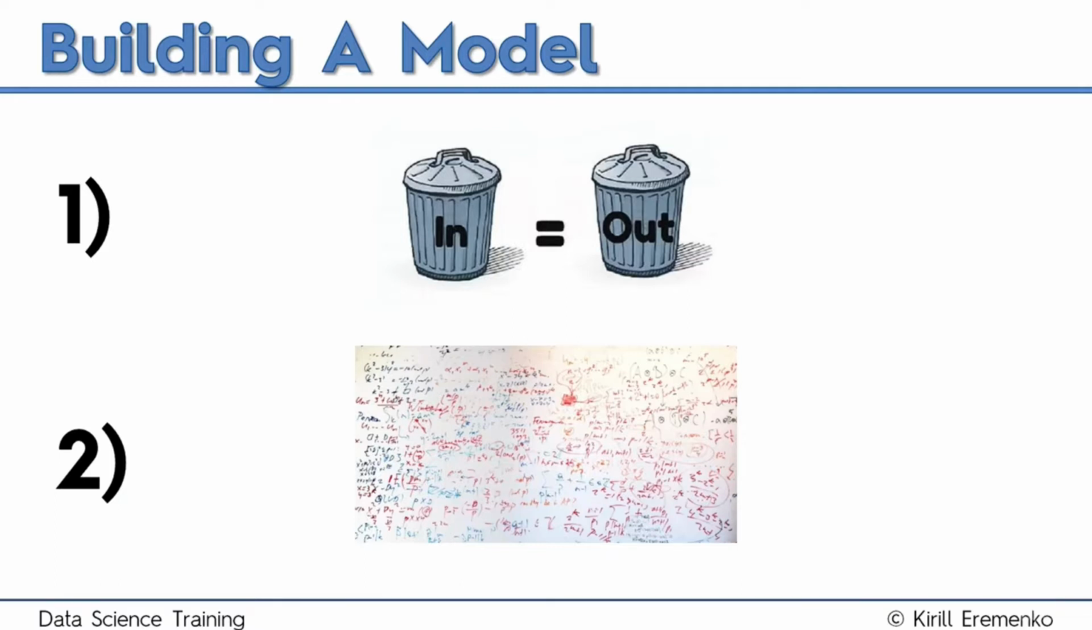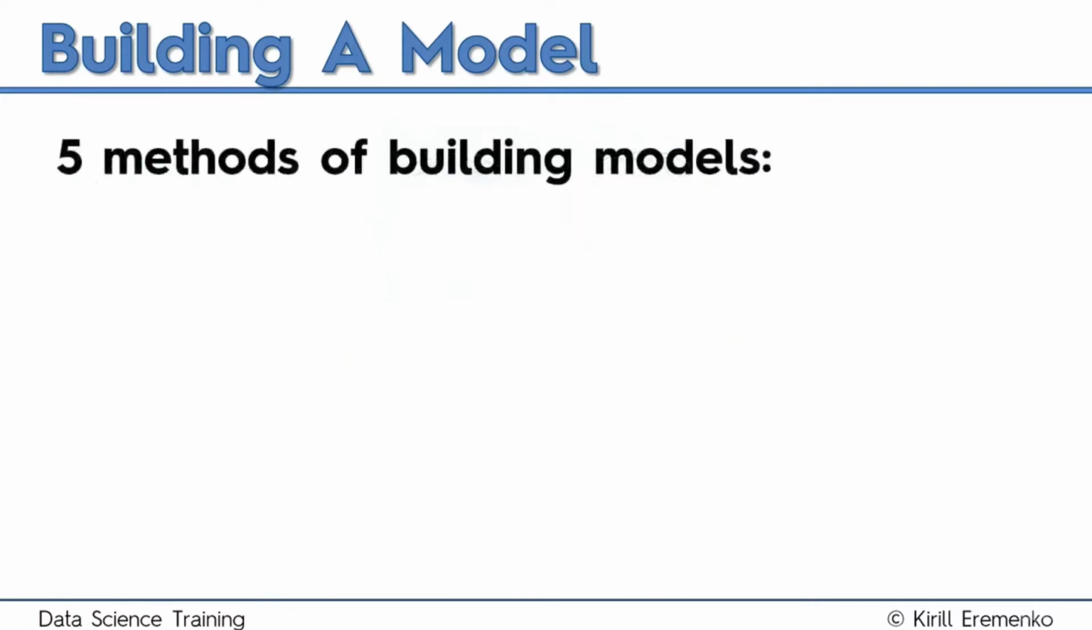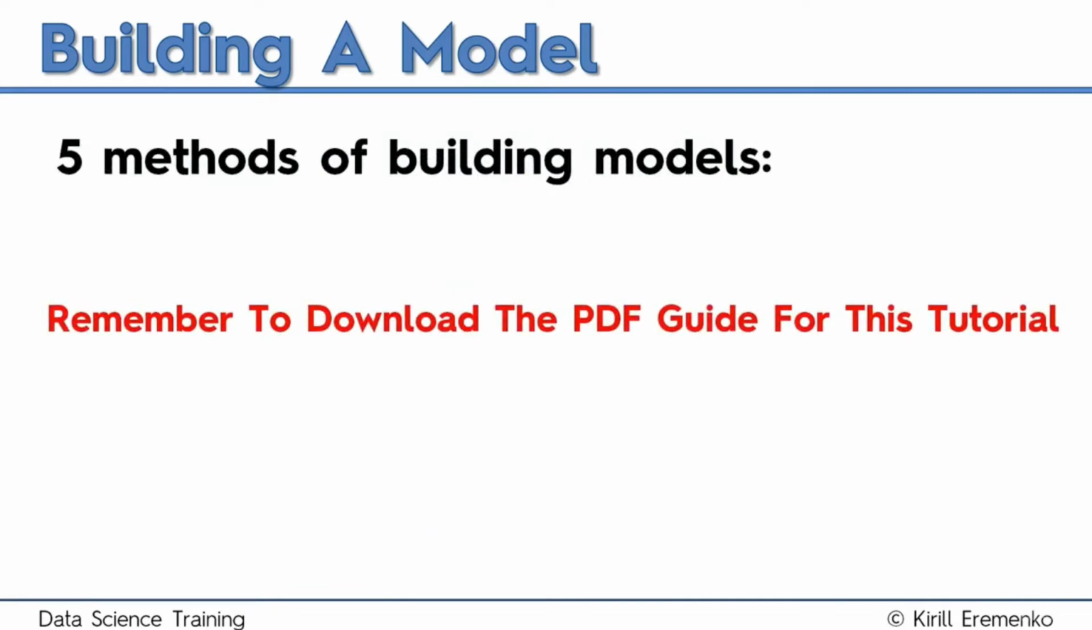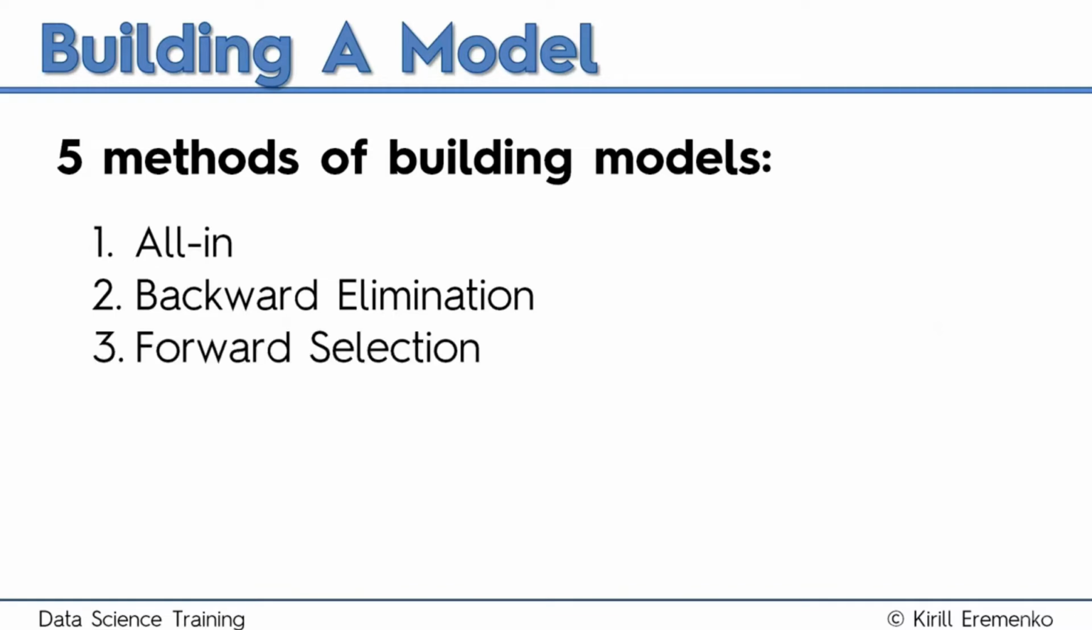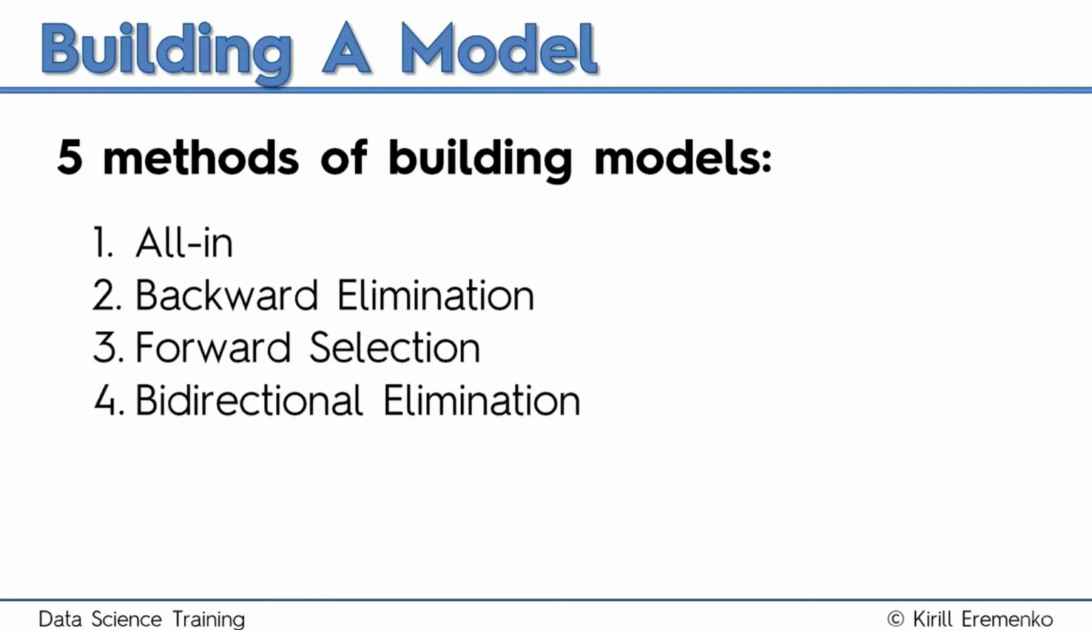So how do we construct a model? This is the process of building the model, selecting the right variables. Well, there are 5 methods that we're going to discuss of building models. Number 1 is all in. Number 2 is backward elimination. Number 3 is forward selection. Number 4 is bidirectional elimination. And number 5 is score comparison. We're going to talk about each one of them just now.